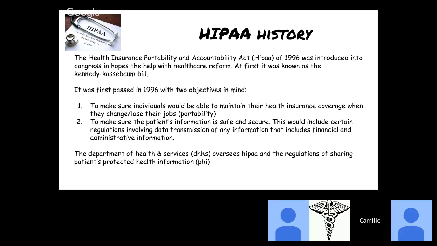It was first passed in 1996 with two objectives in mind: to make sure individuals would be able to maintain their health insurance coverage when they change or lose their jobs, and to make sure that the patient's information is safe and secure. This would include certain regulations involving data transmission of any information that includes financial and administrative information. The Department of Health and Human Services oversees HIPAA and the regulation of sharing patients' protected health information.